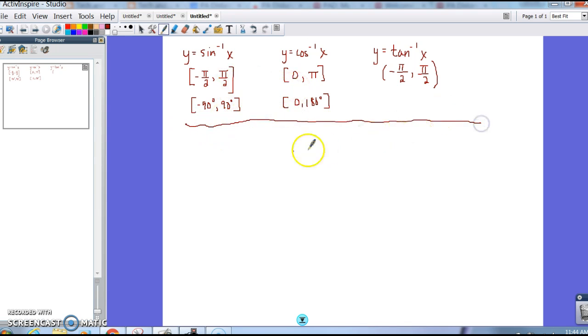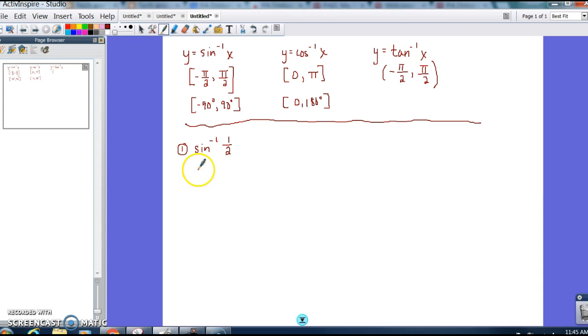So let me show you how we're going to approach some of these problems. Problem number 1 on the assignment. This is exercise set 4.7. And the problem was sine inverse of 1/2. Okay, so I can actually rewrite this as the sine of theta is equal to 1/2. So I'm trying to find the angle whose sine is 1/2, right? I'm basically doing this. Theta is equal to inverse sine of 1/2.